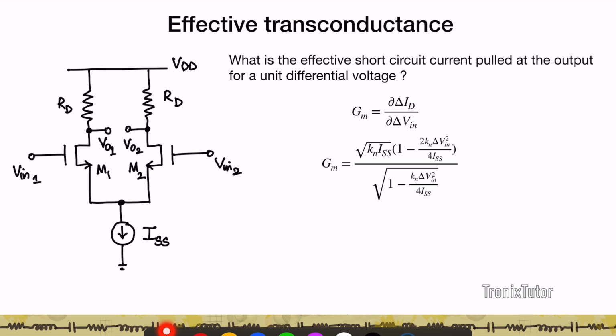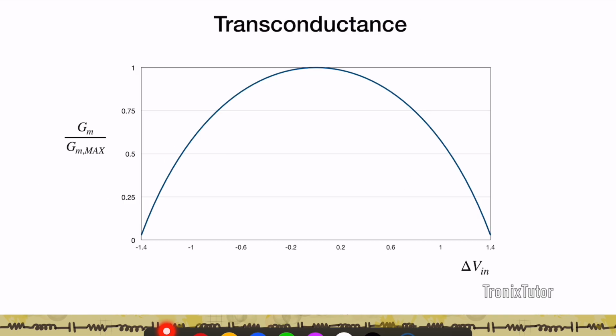I take the first differential of that to establish the relationship for the effective transconductance, which is again not a linear expression in delta V in. In fact, you see that it has a square term with respect to delta V in. Now if I plot Gm by Gm max versus delta V in, I see the maximum when delta V in is 0.